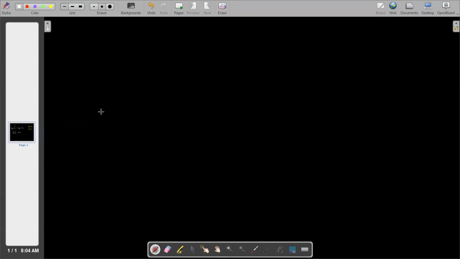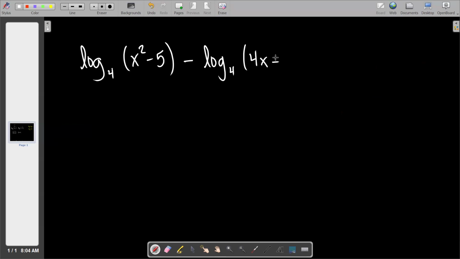All right, next one. Log base 4 of x squared minus 5 minus log base 4 of 4x plus 7 equals 0.